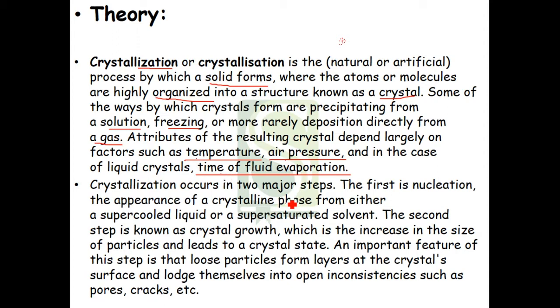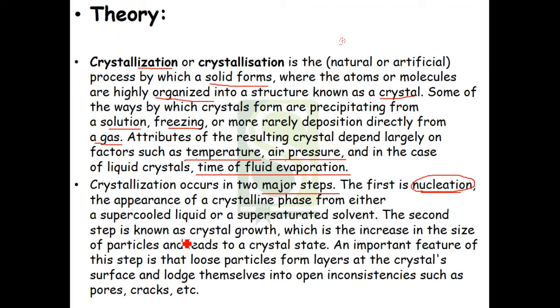So crystallization majorly occurs in two steps. The first step is the nucleation. Now the name itself is suggestive. Nucleation means here the first nuclei will be formed, and that nuclei will directly determine what will be the shape and characteristic of the crystal. Okay, so the appearance of the crystalline phase from either a supercooled liquid or a saturated or a supersaturated solvent. This is the first step.